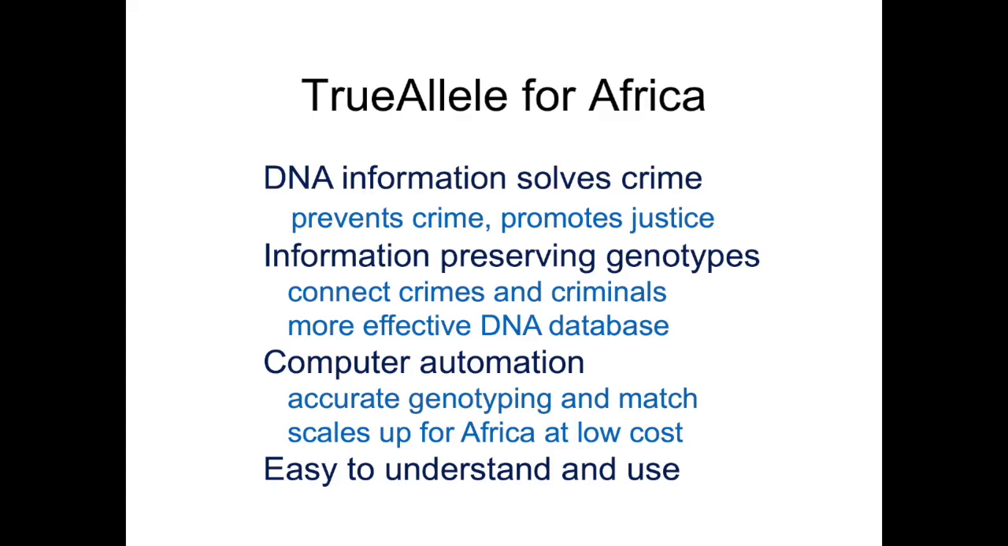And the trick, or the idea scientifically, is to use information preserving genotypes, not probabilistic genotypes. You have that with CPI already, and you want to move on. You just want to use information preserving genotypes. Then you can connect crime and criminals and have more effective DNA databases. Computer automation, which TrueAllele offers, does this for you. It only does 2 things. It infers genotypes accurately, and it gives you accurate match statistics. That's the easy part. The important part for Africa is that it scales up.